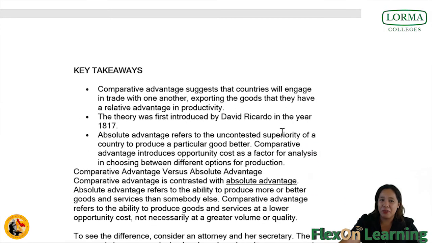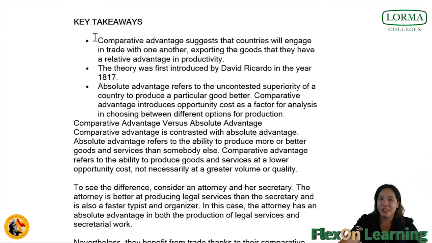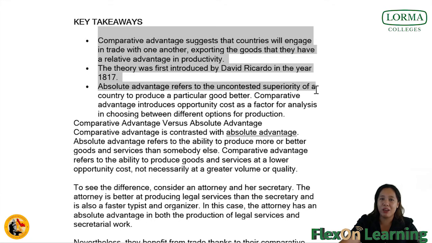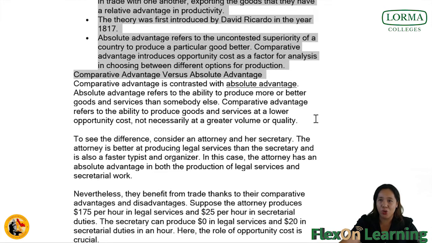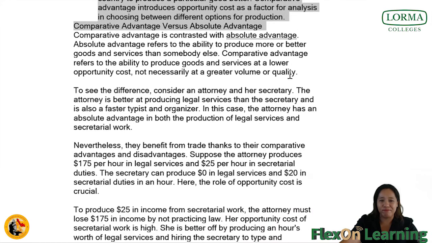Okay, so for our key takeaways, comparative advantage suggests that countries will engage in trade with one another, exporting the goods that they have a relative advantage in productivity. The theory was first introduced by David Ricardo in the year 1817, and absolute advantage refers to the uncontested superiority of a country to produce a particular good better.